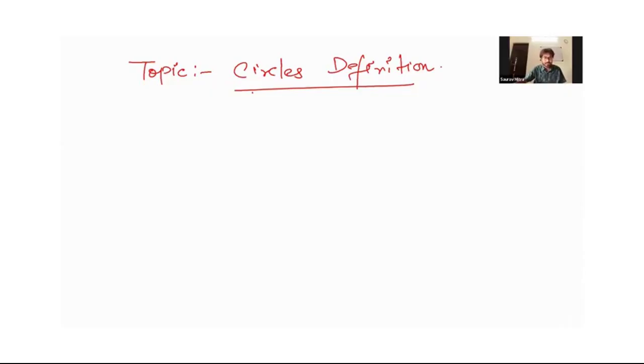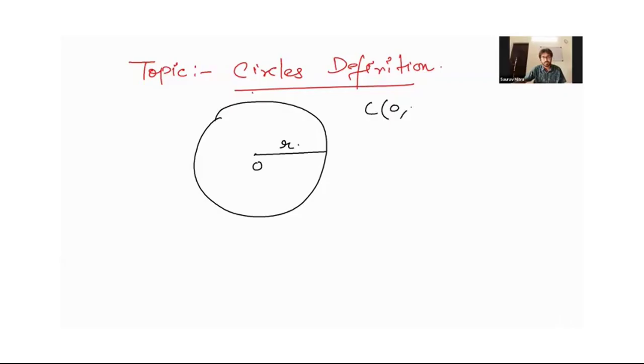So we know a circle has a center. Let us say it has a center O and a radius R. Its radius is denoted by small r. So we write it as a circle with center O and radius r. This means the center of the circle is O, and these are the notations we use. The radius of the circle is r.